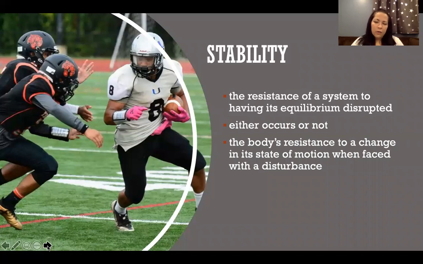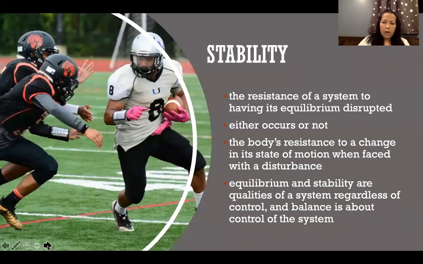So it's the body's resistance to a change in its state of motion when faced with a disturbance. So equilibrium and stability are both qualities of a system regardless of its control, and balance is about control of the system. Okay, so imagine you have a bowl and there's a ball sitting inside the bowl.